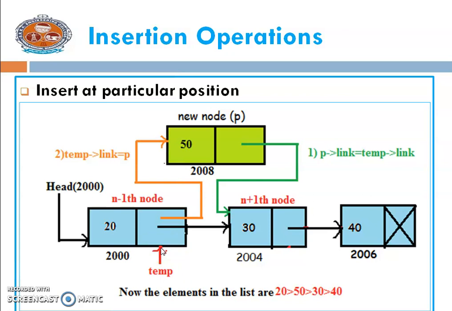Now the first operation is p of link is equal to temporary variable link. So the green line shows the first operation. And the second operation is temp of link is equal to p. That is, the orange line shows that temporary variable link part is updated with the address of newly created node, that is 2008. So after inserting the new node p at the second position in our linked list, the elements in the list are 20, 50, 30 and 40 respectively.